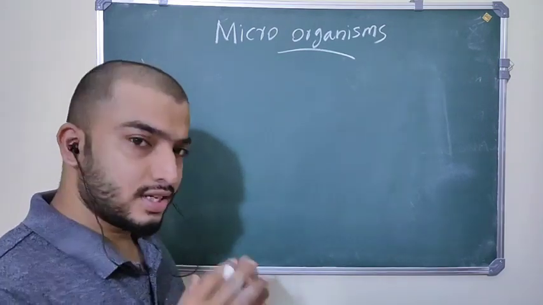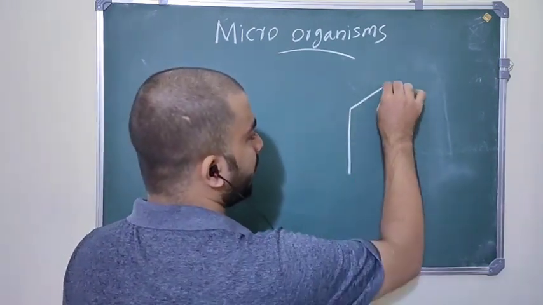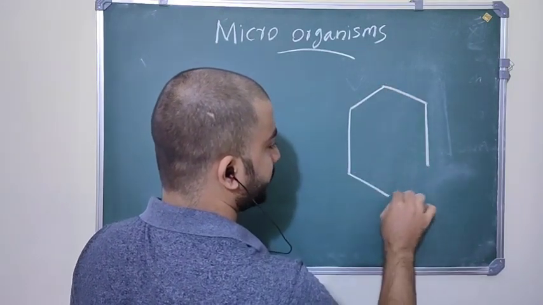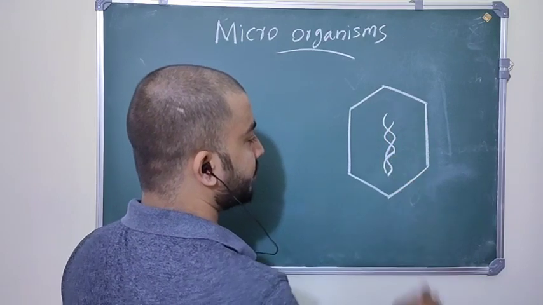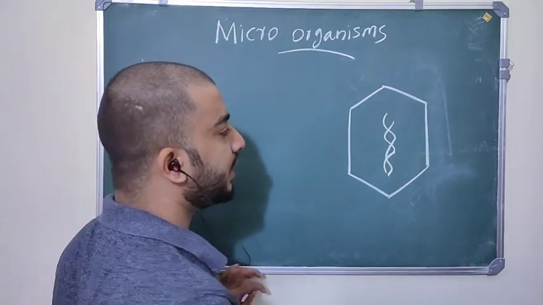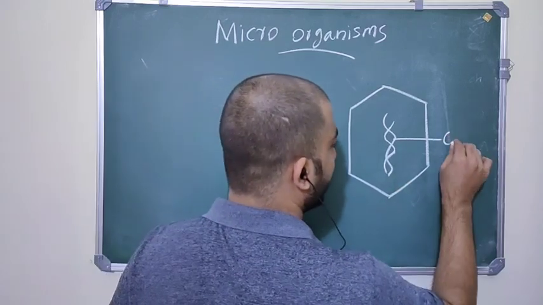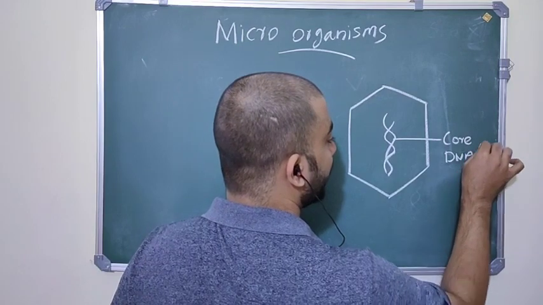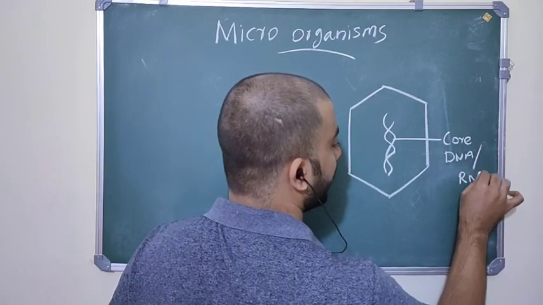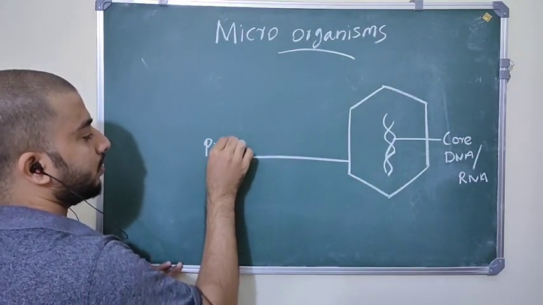So we discussed the structure of the virus. What do they have? They have a protein coat. And they have genetic material which is made up of DNA or RNA. So we can call it the core. Genetic material may be core DNA or RNA. And this is our protein coat.